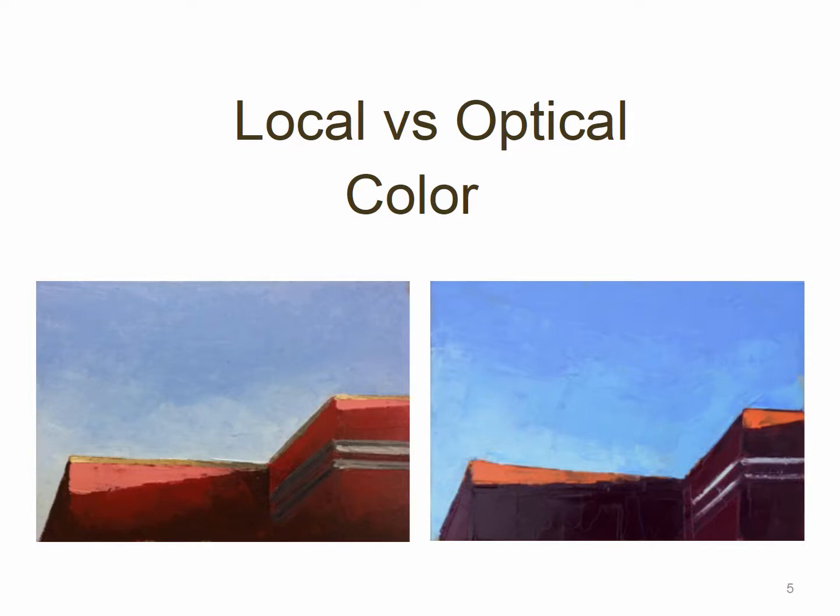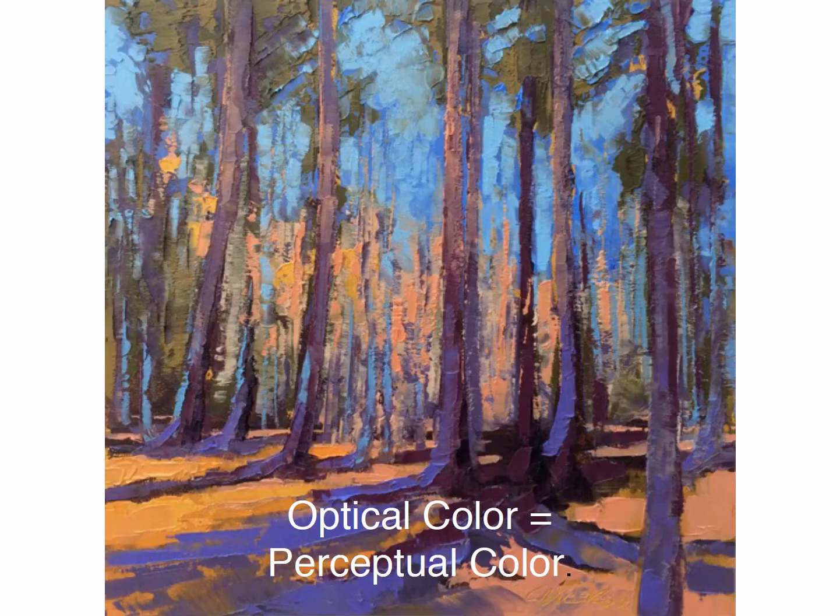So we're going to talk about moving from local to optical color in the way we approach creating a sense of illumination. Optical color equals perceptual color. Perceptual color is based on the way our eyes actually detect and record color in our brain rather than what our minds tell us we're seeing. You get a richer sense of color and light when you choose to use optical or perceptual color.